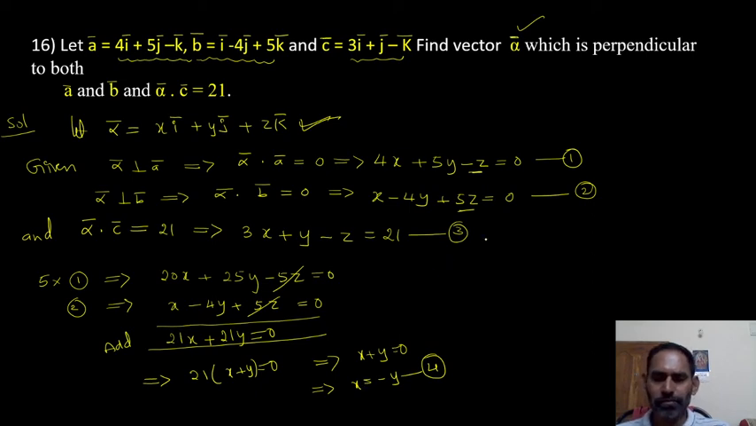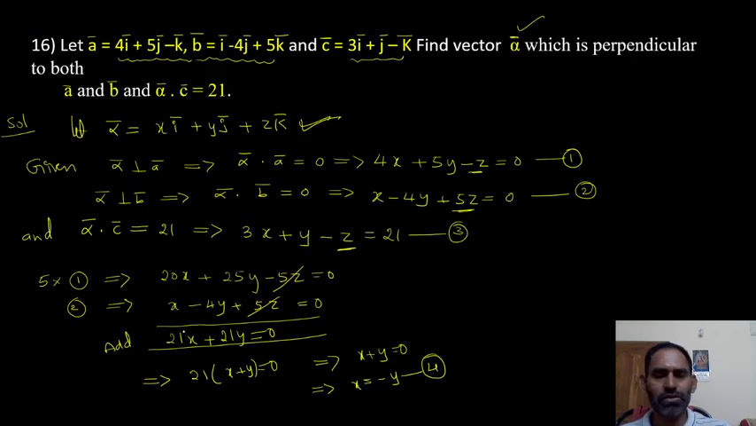And after that, by taking 2 and 3 next, you can eliminate z once again. From 1 and 2, z eliminated, I am getting an equation in terms of x and y. Next, from 2 and 3 also we have to eliminate z. So equation 2 as it is, write down: x minus 4y plus 5z equals to 0.